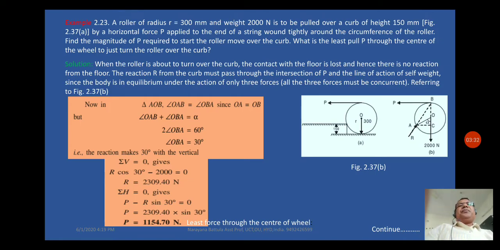So now the reaction makes 30 degrees with the vertical. So the sum of the vertical forces should be equal to 0. Then we can consider R cos 30 degrees minus 2000 equal to 0, where R can be obtained as 2309.40 newtons. Similarly, the sum of the horizontal forces equals 0, P equal to R sin 30, finally we can get P equal to 1154.70 newtons.